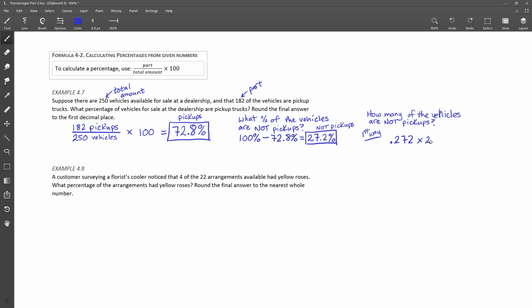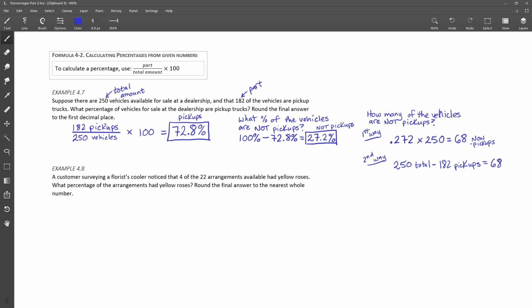Using our skills from the last video, we know we can do that by multiplying 27.2 divided by 100, which is 0.272, times 250. And what you get is 68 non-pickups. Of course, a second way that doesn't use percentages at all, just uses subtraction, is to take the 250 total vehicles minus the 182 pickups, which also gets you 68. So notice we can go back and forth between percentages and real amounts.